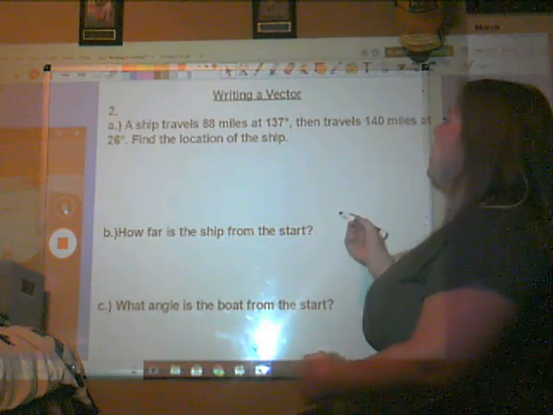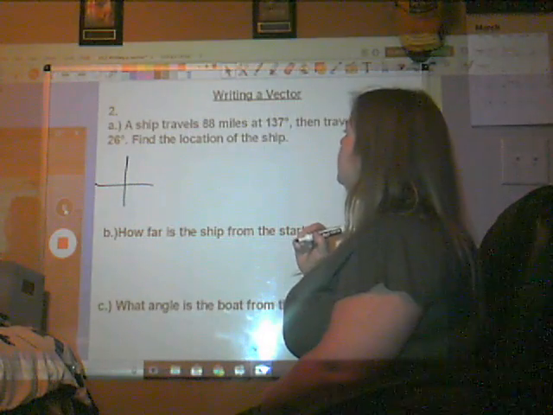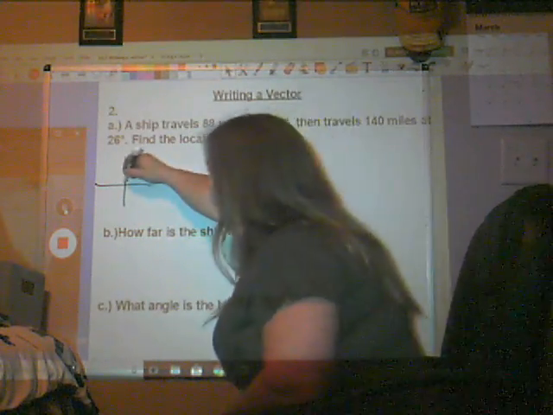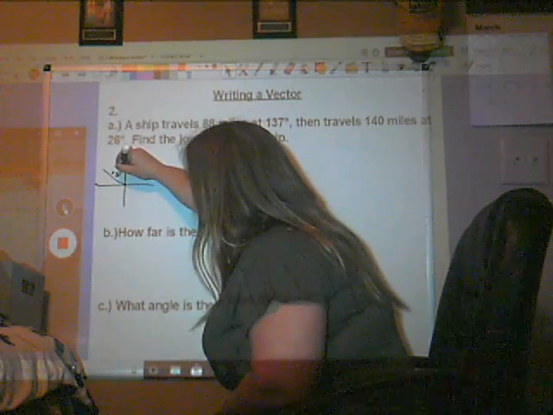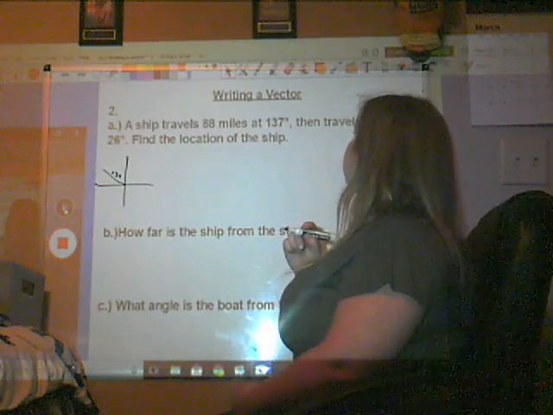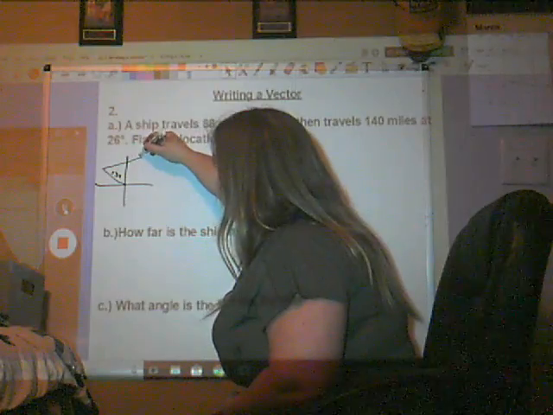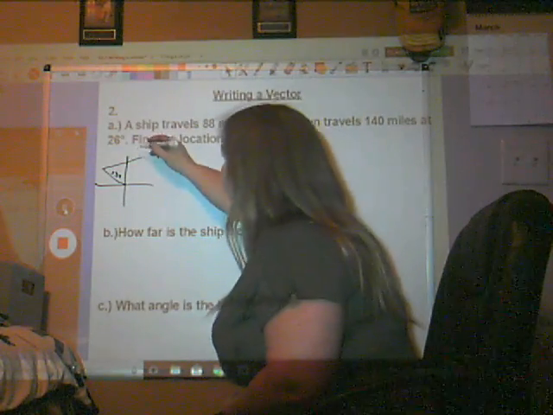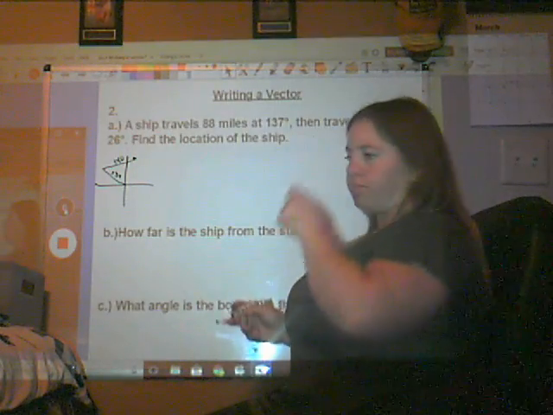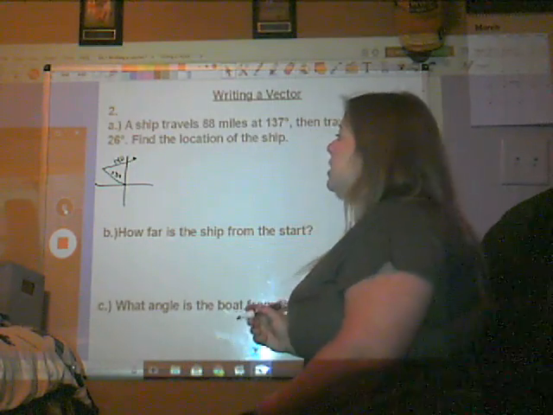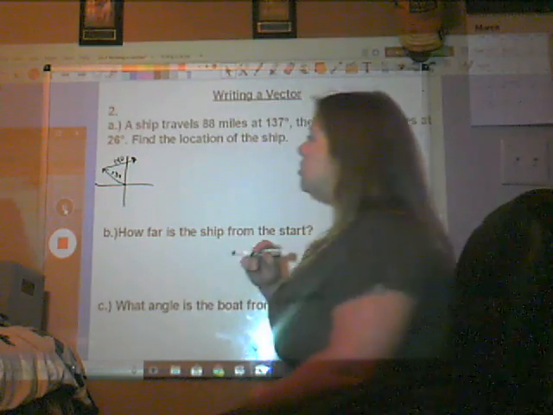So basically what we have is this ship travels 88 miles at 137 degrees. So he goes out here. Then he travels 140 miles at 26 degrees, so something like this. It's going to be a little shorter, and he ends up somewhere like this. Okay, that's just a rough sketch. But basically you've got two vectors. You've got this vector and then you've got this vector. Those are our two vectors.